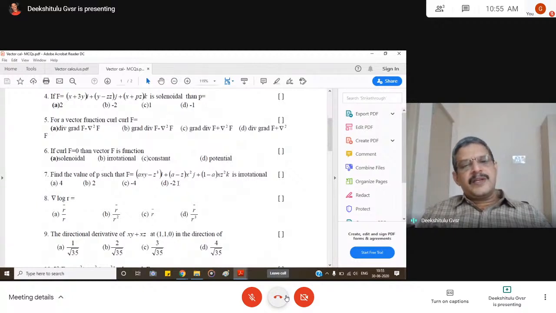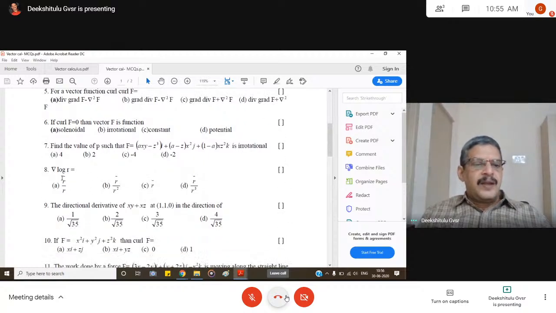Find the value of p such that F is irrotational. Irrotational means del cross F must be 0. Find del cross F equal to 0, and get p. Del of log R: this problem I have given in the workout problems, in the presentation.